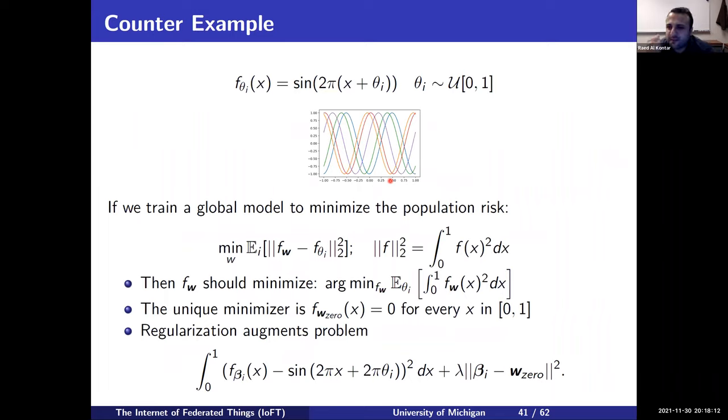However, such an approach that depends on a global model can easily fail. And this is one counterexample. It's a very simple counterexample. Assume that all the clients have functions that are just sinusoidal functions with a phase shift. This is very common in vibration signals. And assume theta i belongs to a uniform distribution on [0, 1]. One can show that if we follow a train-then-personalize approach to learn such a model, then the best global model W star that we are able to learn is one that always predicts the function as zero.